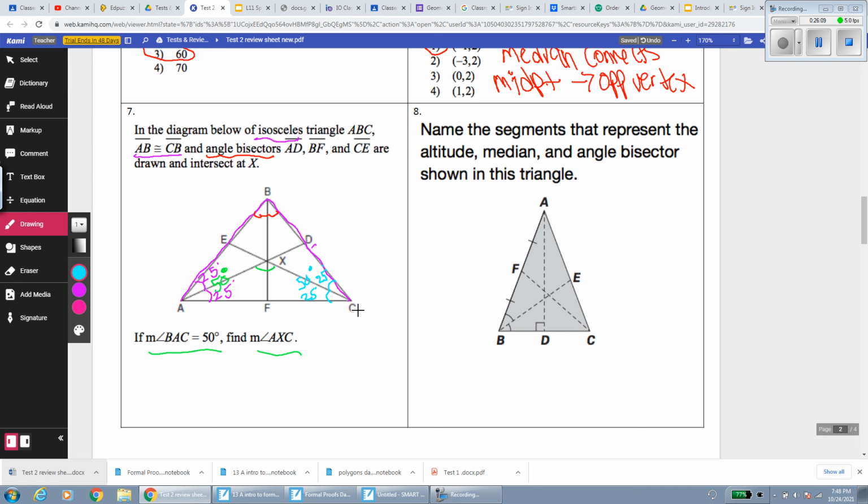And since we have a big triangle ABC, and we know that anytime we have any triangle, all three angles always add to 180 degrees. If the whole angle A is 50 degrees and the whole angle C is 50 degrees, well, 50 plus 50 is 100. So the whole angle B has got to be 80 degrees to make 180. So if angle B is 80 degrees, then each part of it has to be 40 degrees.